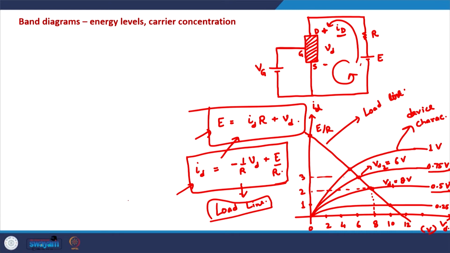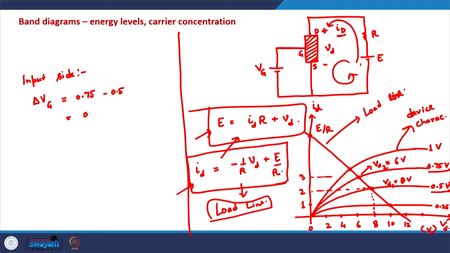So, it means that on the input side the gate voltage is being changed from 0.5 to 0.75. So, the change in the gate voltage is 0.75 minus 0.5, which means 0.25 volts. This is the input side, delta V in.